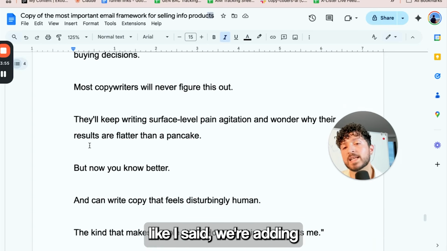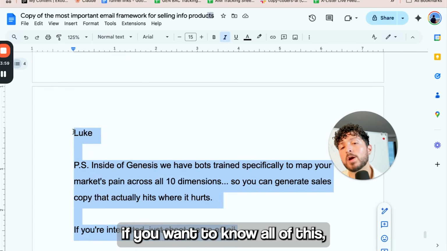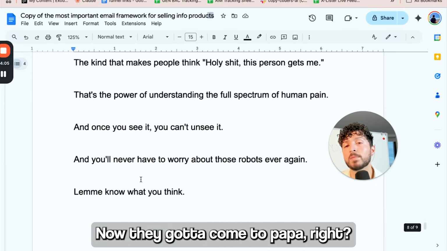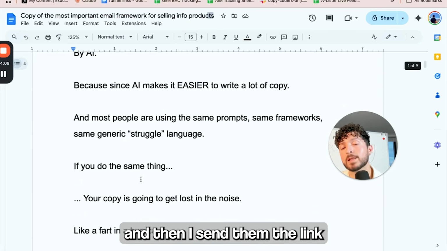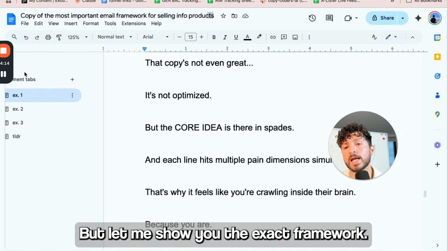Then I keep going. Like I said, we're adding more in-group, out-group dynamics. And then all I do is say, if you want to know all of this, not only the other 10 dimensions, but also how to use the bot for it, just shoot me an email. Now they've got to come to Papa, right? They've got to respond to me by email, and then I send them the link, and then they purchase. Okay. It's a very, very simple email, but let me show you the exact framework.